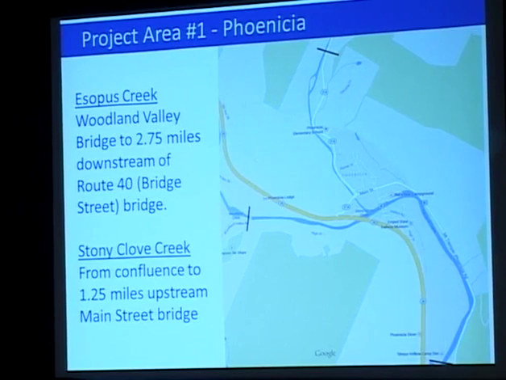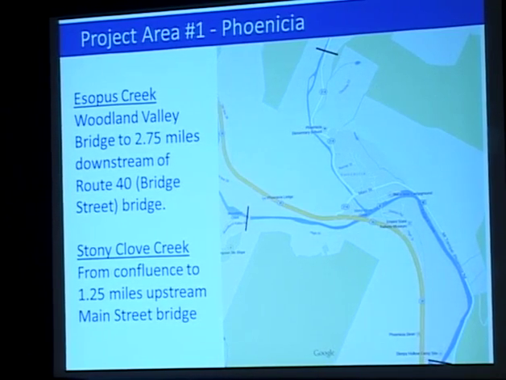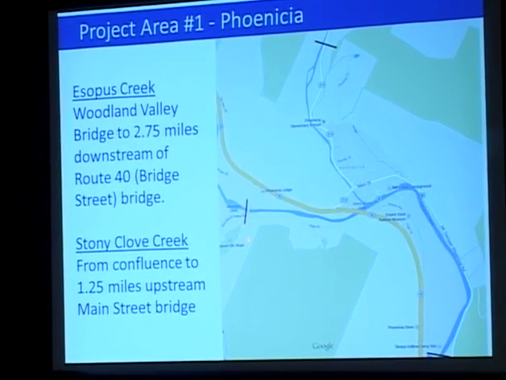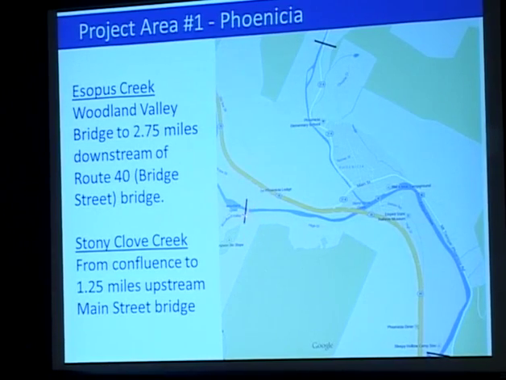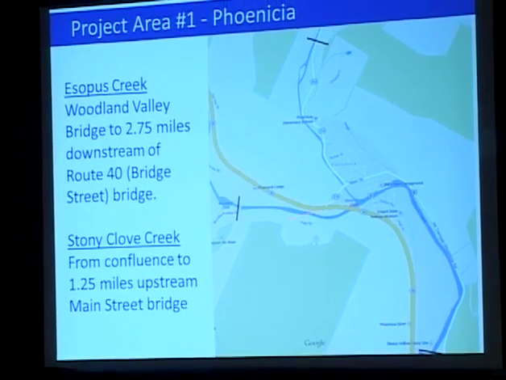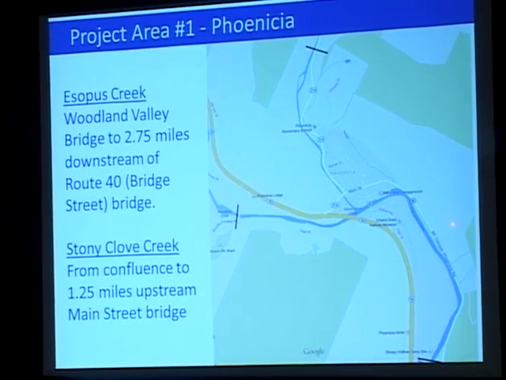So as I said, we have two project areas, Phoenicia and Mount Tremper, and tonight's meeting is to talk about Phoenicia. And this is the project area, the specific areas of Esopus Creek and Stony Clove Creek that we're focusing on. It starts right at the Woodland Valley Bridge on Esopus Creek. Here's Esopus Creek coming down like this. We start at Woodland Valley Bridge, and then from the Route 40 bridge down about 2 3/4 miles to this point down here, right by the campground there.